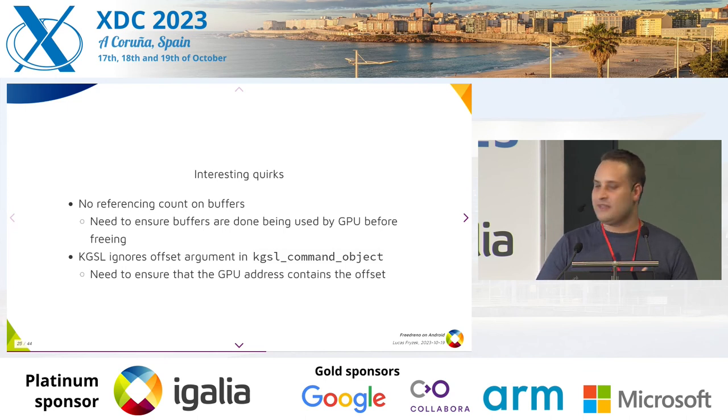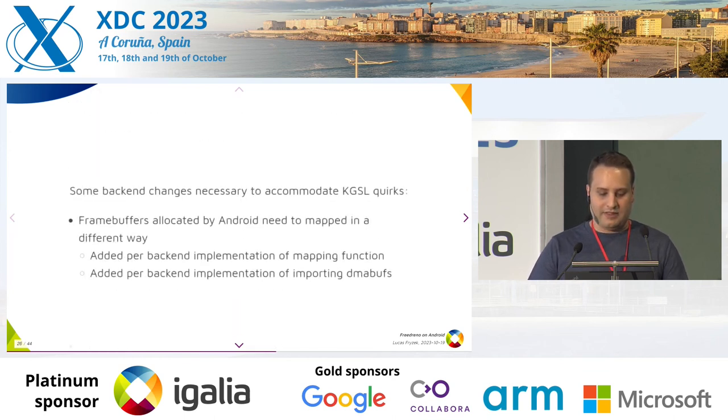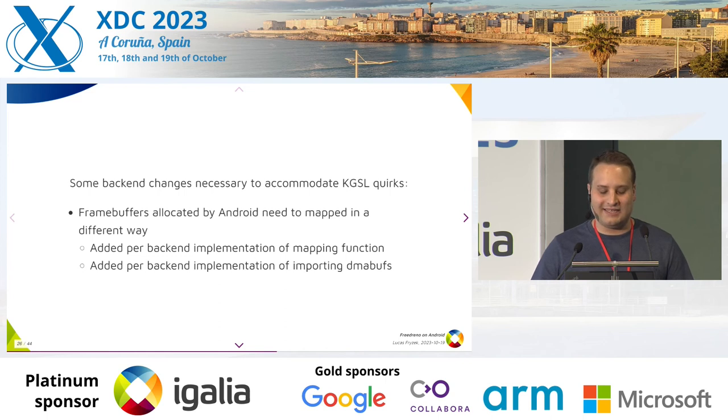Another thing that caused issues was the KGSL kernel mode driver interface to pass commands to it. It has an offset parameter that is completely ignored. And the GPU address is the only thing that's inspected, so you have to make sure that you include the offset in the address that you actually pass when you're telling KGSL the command object that you want it to run. There were some necessary backend changes that the Freedreno interface I mentioned before didn't actually accommodate, in order to make it more general to different kernel mode drivers. The big thing was that the way frame buffers are allocated in Android is very different and they need to be mapped in a different way.